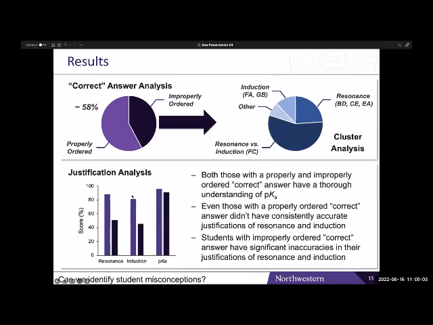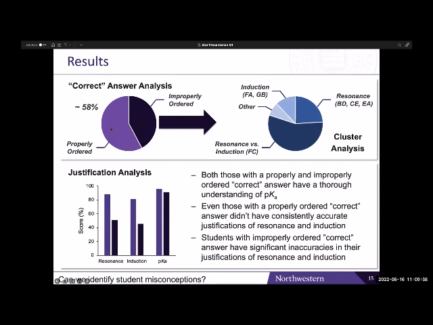So when we go through the justification analysis, I could separate their scores based on those that properly ordered their correct answer and those who improperly ordered their correct answer. What we see is that the students are really good at understanding the relationship between pKa and acidity. So if I was to give them numbers, for example, of the pKa's of each of these molecules, they'd be great at understanding how to order them. But there is a significant difference between their accuracy and their understanding of resonance and induction, these two different structural effects that I was testing them on.